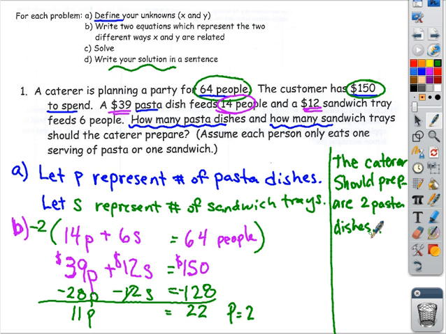And what about sandwich trays? So we want to use one of our previous equations and say, okay, well, if we know that p is 2, plug p back in. 2 times 14 would be 28 plus 6s equals 64. I can subtract 28 and get 36, divide by 6, and s equals 6. Is that right? Yes. Okay. So the caterer should prepare 2 pasta dishes and 6 sandwich trays.